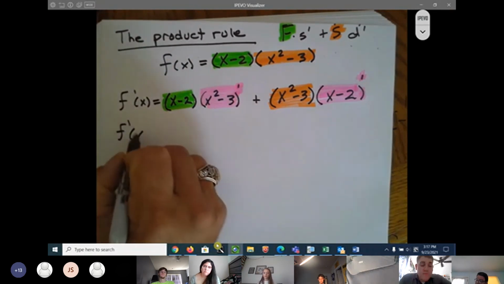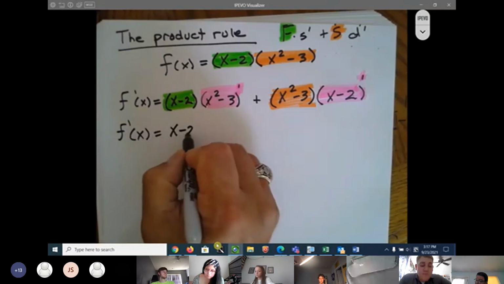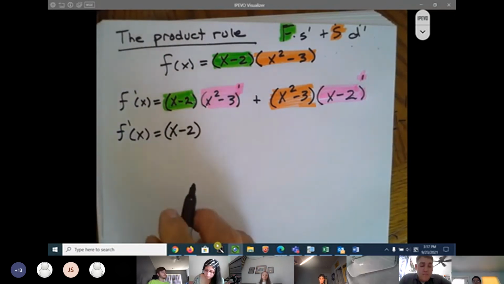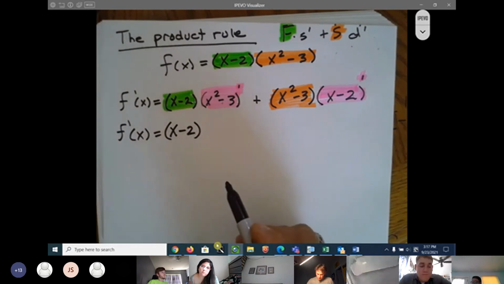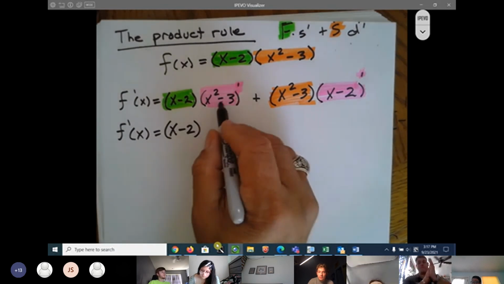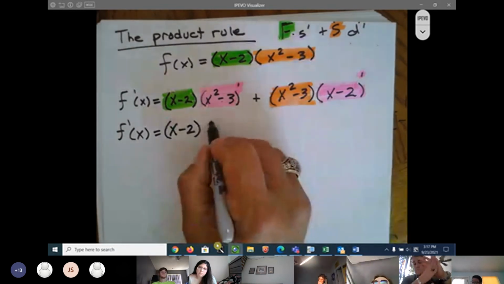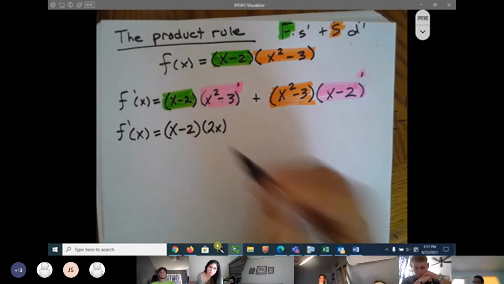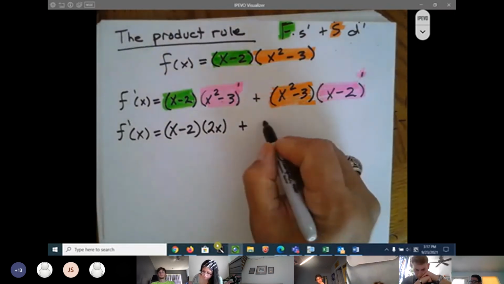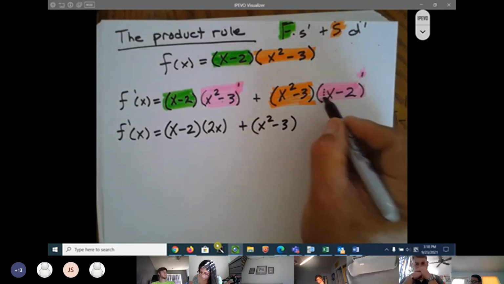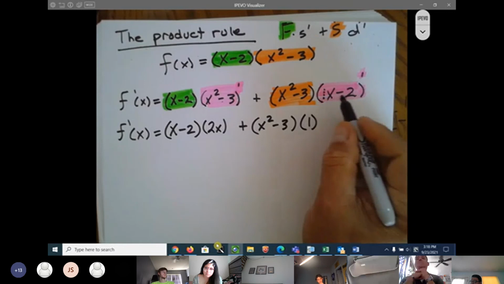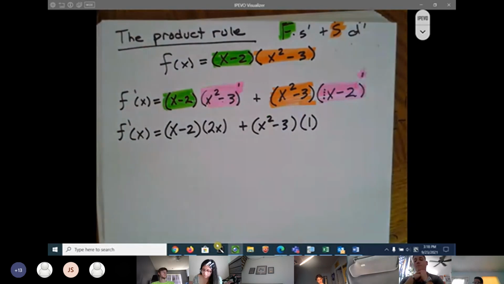f prime of x is equal to x minus 2. Now, somebody tell me what the derivative of x squared minus 3 is. 2x. 2x minus 0, which is 2x. Plus x squared minus 3 times 1. 1 minus 0. And now we're ready to do algebra.